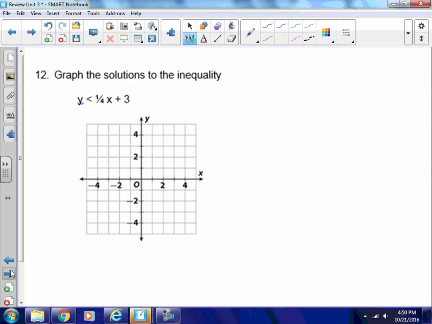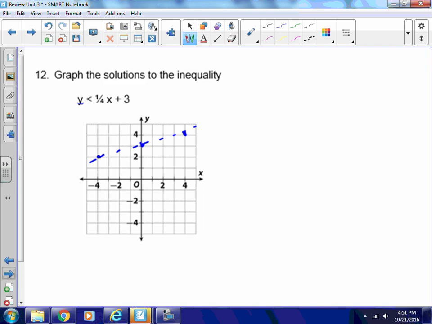Number 12, graph the solution of the inequality. So we see we've got a y-intercept here at 3, and our slope is a positive 1/4. I can rise 1 and go forward 1, 2, 3, 4. I'd like another point, so I will fall 1 and go backward 1, 2, 3, 4. So I'm going to connect those, but because there's no equal to bar, I'm going to connect with a dotted line.